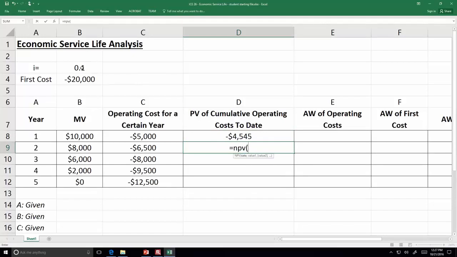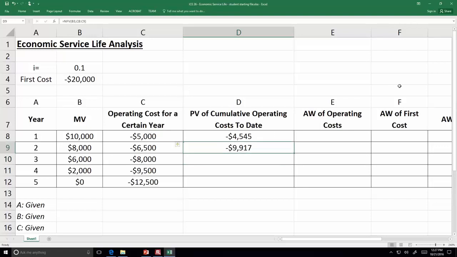All right, so then for year two, we're going to do the NPV function again. The rate is still 10%, comma, and then the range is going to be the 2 years of operating costs that have been experienced so far. Close parentheses. Actually, you don't even need close parentheses. Excel knows that it should be there, and it just figures it out. All right?